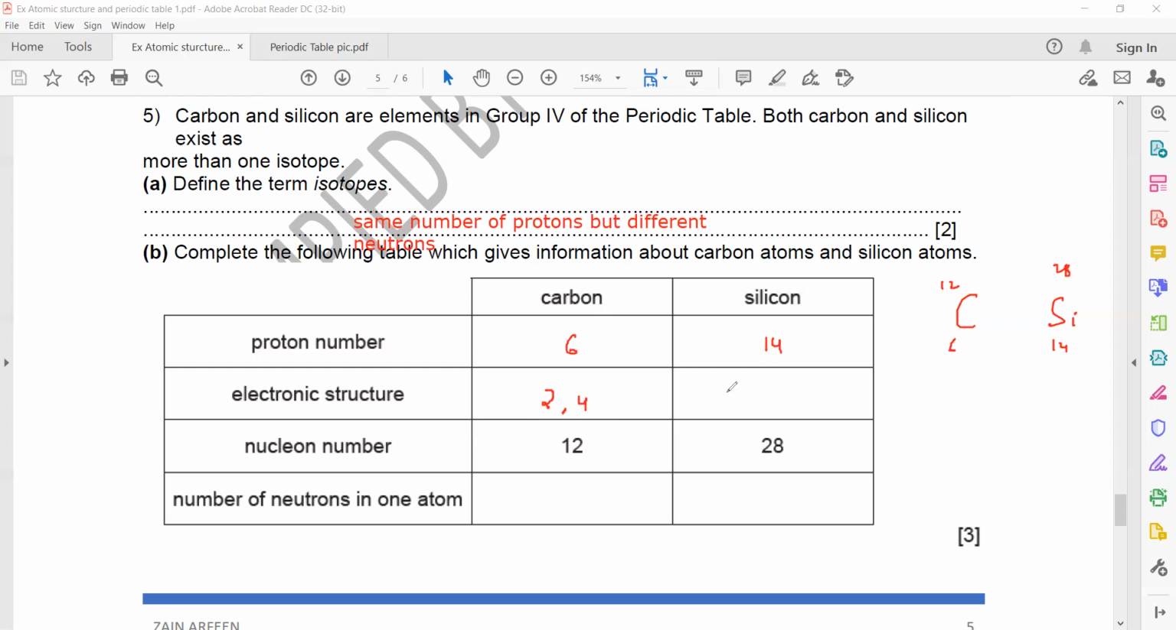In the case of silicon, the first shell will have 2, the second shell will have 8, and the third shell will have 4. And how do we get the number of neutrons? You subtract the proton number from the nucleon number. So this will be 12 minus 6, that is 6, and 28 minus 14, so that will be 14 as well.